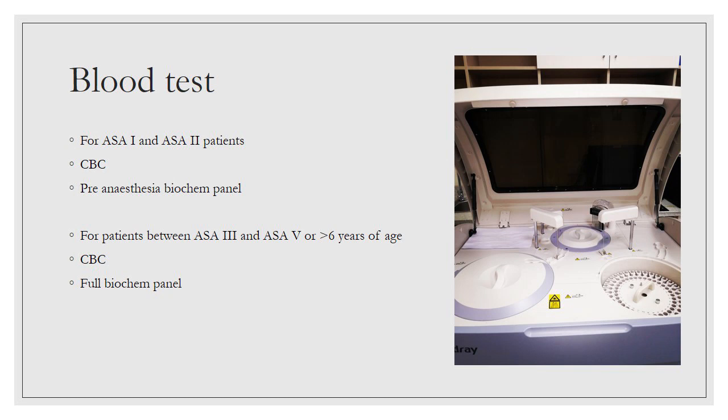And for patients between ASA 3 to ASA 5, or patients that are older than 6 years old or younger than 5 months of age, we're going to run the CBC and full biochemistry panel.